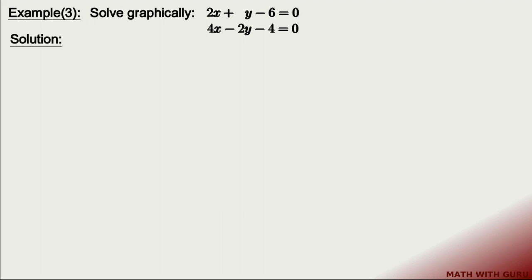Now, consider one more example. Solve graphically. 2x plus y minus 6 equals 0. Then 4x minus 2y minus 4 equals 0. Consider the first equation. We need to express this equation in terms of y. Bring 2x, that is plus 2x minus 6 to the right hand side. They change their signs. Leave out 0.